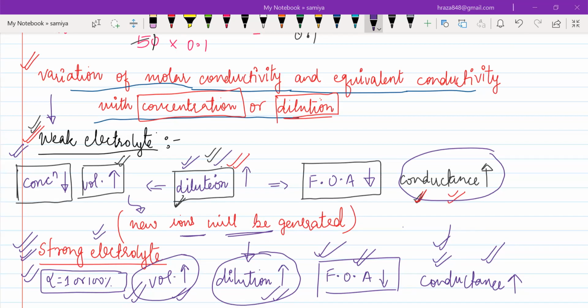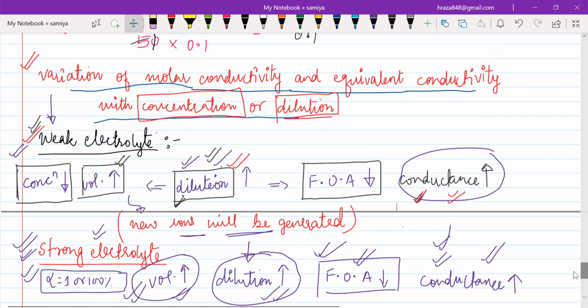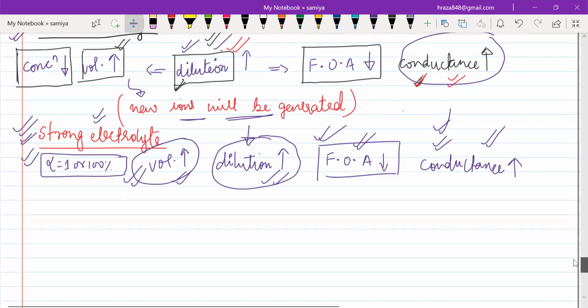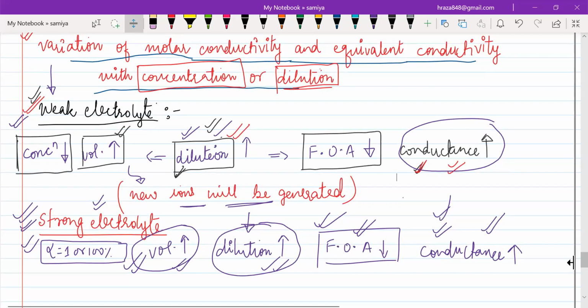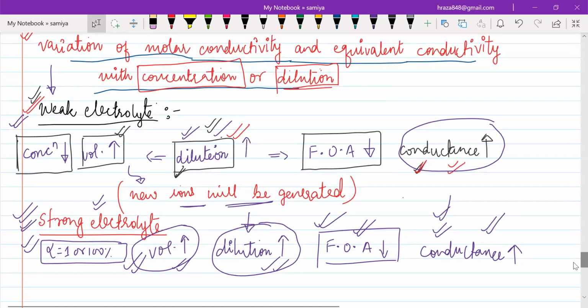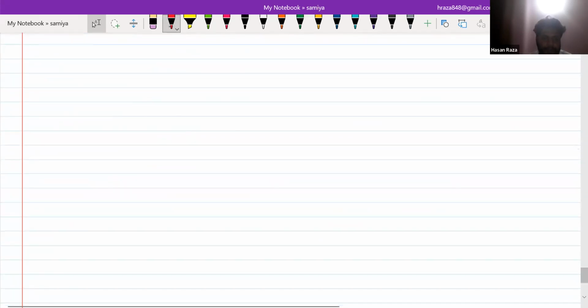Yes, sir. Are both of you done with this? Yes, sir. Sir, in this the only difference is the variance in conductance. Yes. Okay.